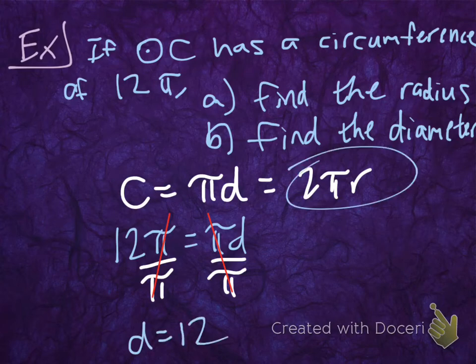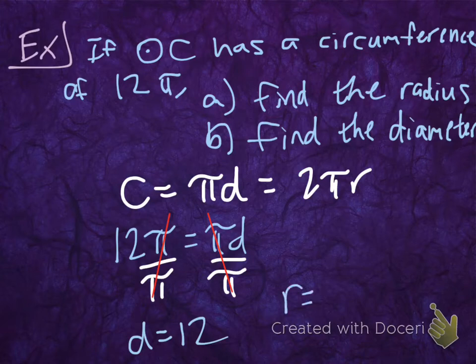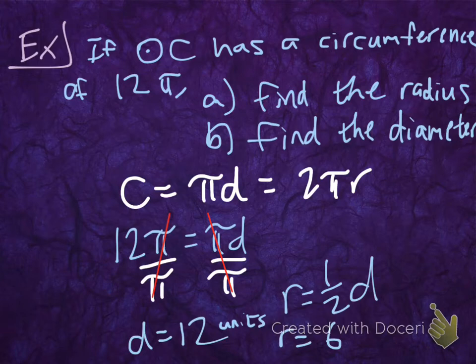Right? And now I could go back to the original problem to solve for r, or I can just realize that r is half of d. Therefore, the radius would be 6. And units would be, I don't know what the units are. So we'd say the diameter is 12 units, the radius is 6 units. So, pretty straightforward. Should be able to do that.